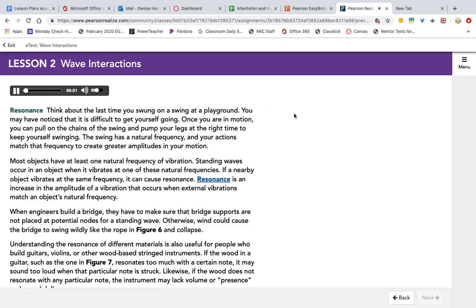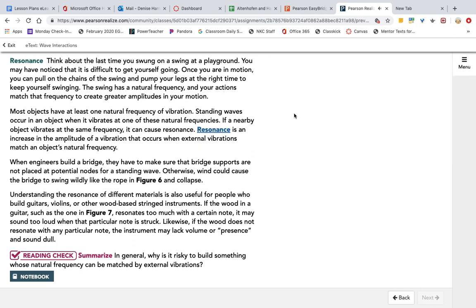Resonance. Think about the last time you swung on a swing at a playground. You may have noticed that it is difficult to get yourself going. Once you are in motion, you can pull on the chains of the swing and pump your legs at the right time to keep yourself swinging. The swing has a natural frequency, and your actions match that frequency to create greater amplitudes in your motion.